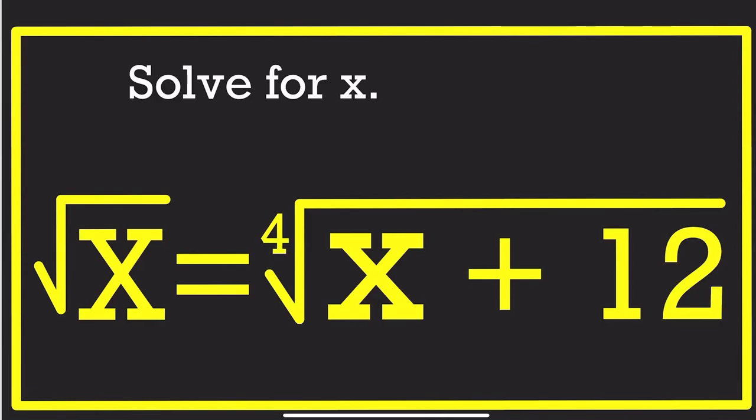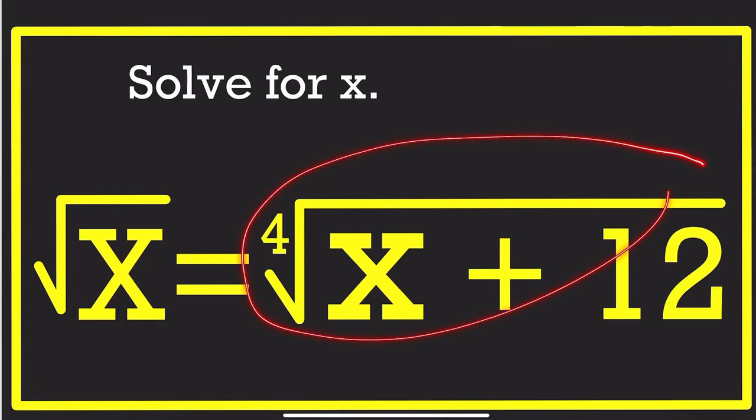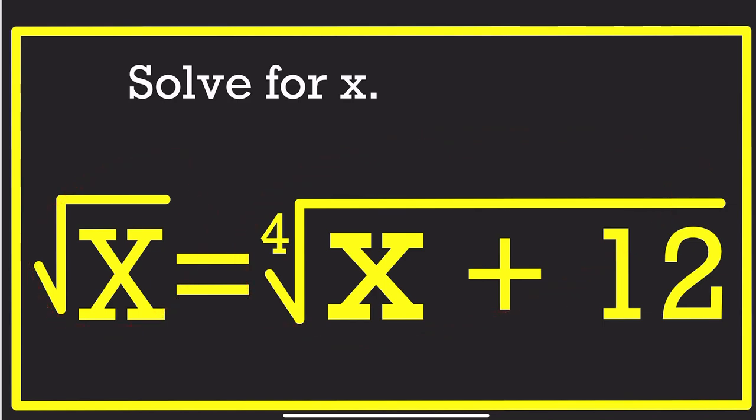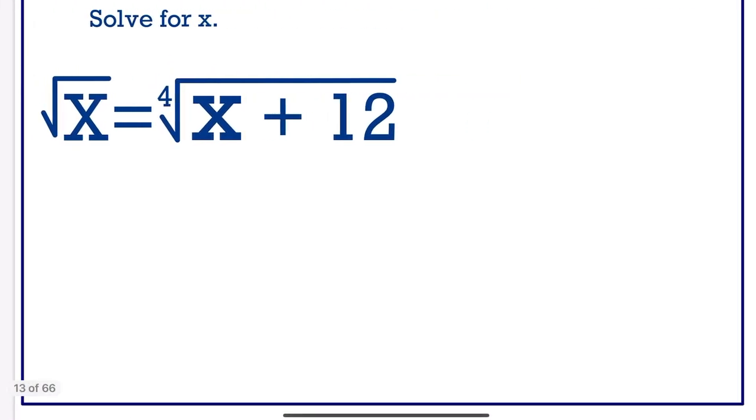So we have this equation having a fourth root and a square root. So let's get started. To eliminate this fourth root, we have to raise this to the power 4. So we raise both sides to the power 4.